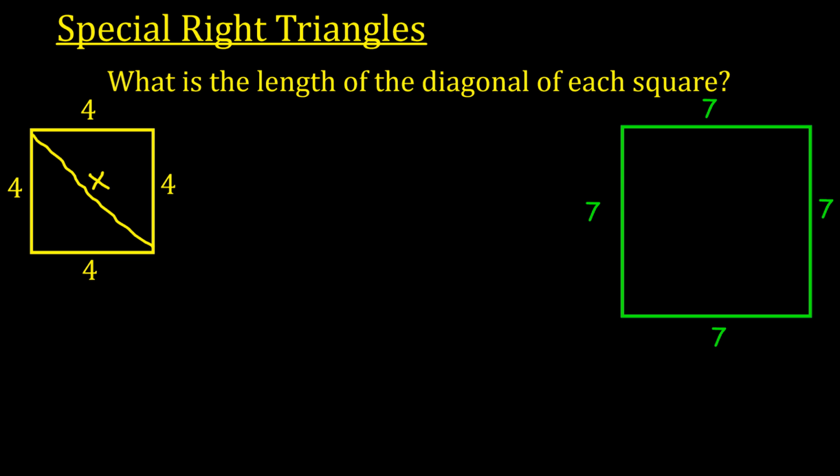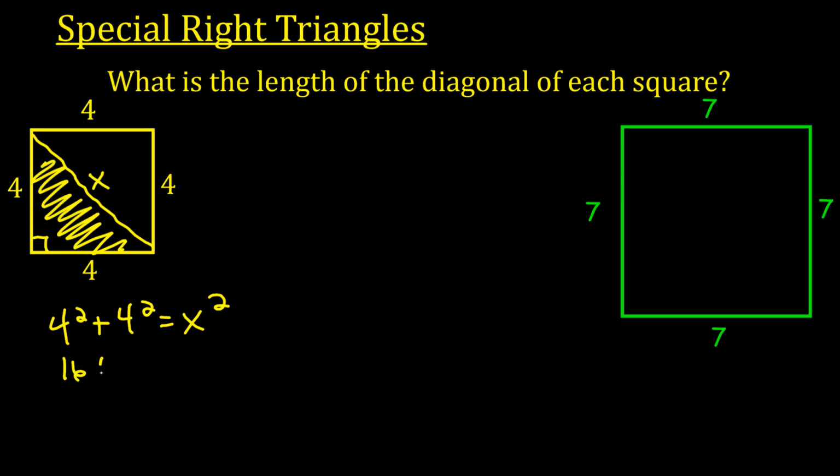We'll call it x. And what we're going to do is dig back into our geometry knowledge, and look at this triangle right here. It's a right triangle since we have a square that's a 90-degree corner, and so we can use the Pythagorean theorem. We're going to do 4 squared plus 4 squared equals x squared. So 4 squared is 16. We've got 16 plus 16 equals x squared. Add that together, we get 32. And then if we want to get x, we're going to square root both sides.